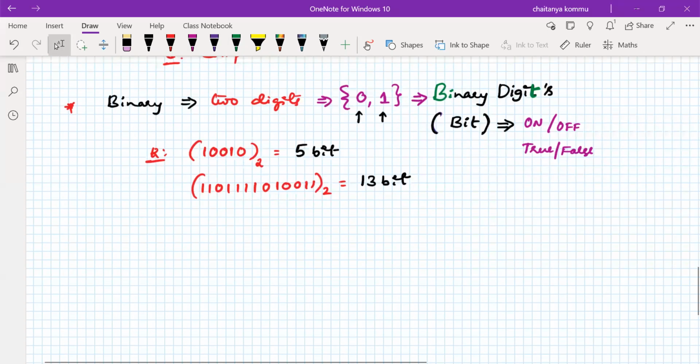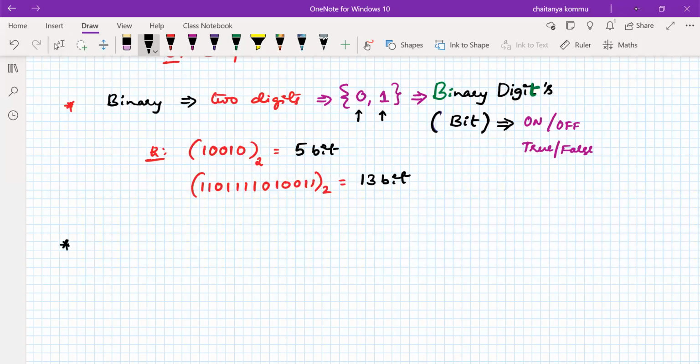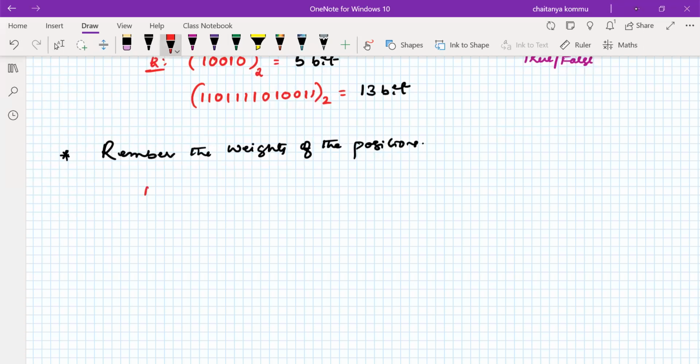One more important point that we should remember is that it is important to remember the weights of the positions. Weights of the positions. What does it mean? For example, I'll write here 1 0 1 0 1.